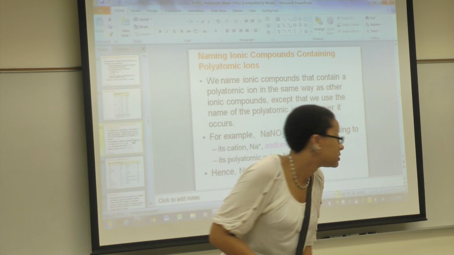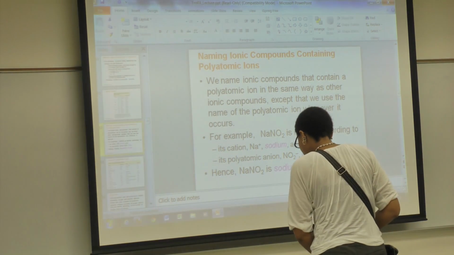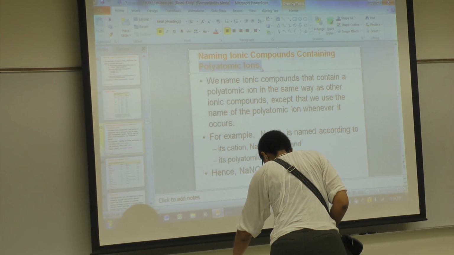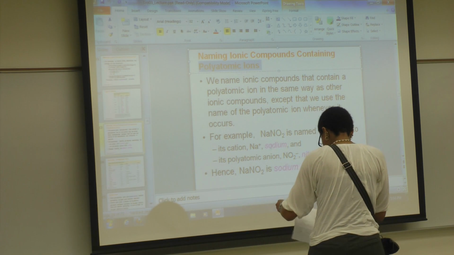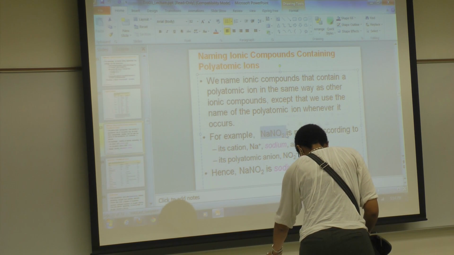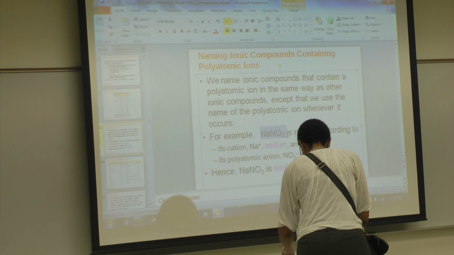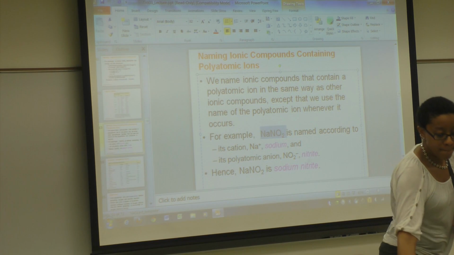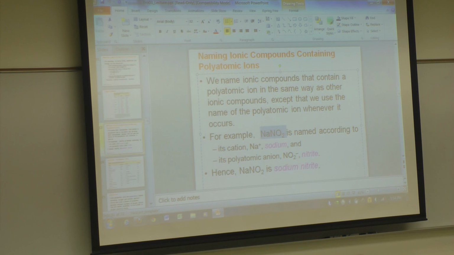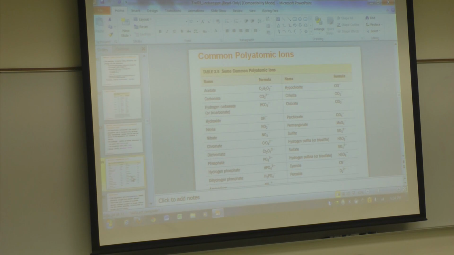So how do we go about naming compounds that have polyatomic ions? If we have NaNO2, we know that NO3 is nitrate, and so this is one less oxygen, so we say nitrite. Therefore the compound would be called sodium nitrite. Familiarize yourselves with the different names and formulas. The more common ones are acetate, carbonate, and, really important, hydrogen carbonate or bicarbonate, hydroxide, nitrate and nitrite.